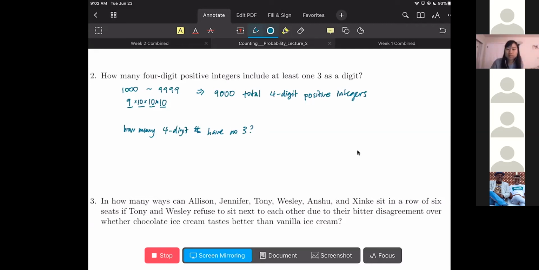No, I don't think that's true because the first number doesn't have 0 and 3, so it will be 8.